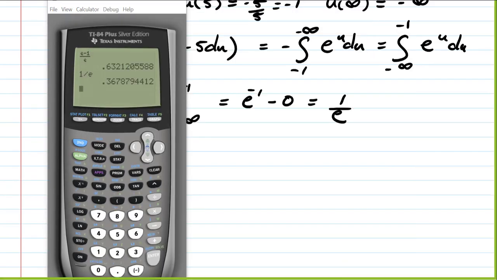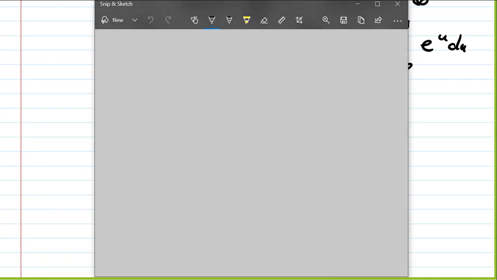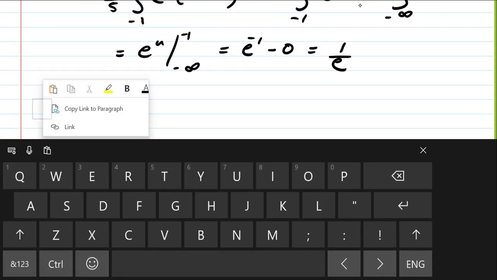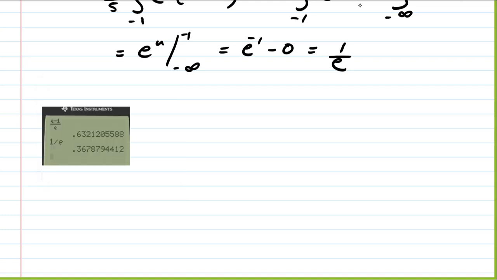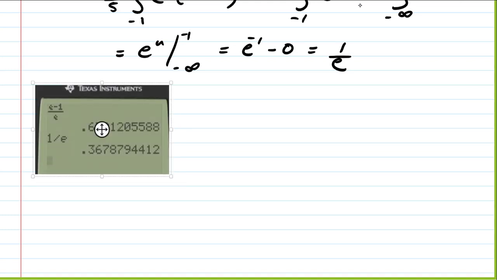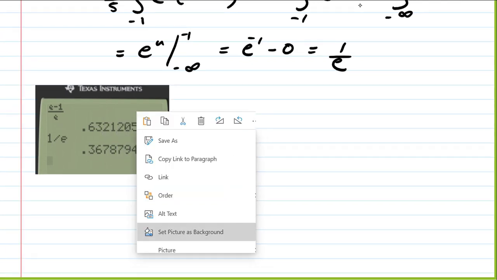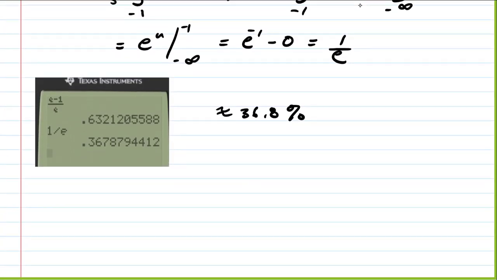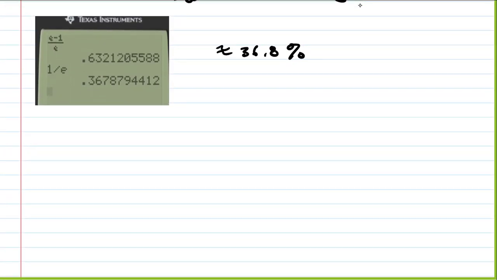So it looks like the probability that they wait longer than 5 minutes is going to be approximately equal to 36.8% rounding, right? So we didn't actually have to do that integral. Let's draw a picture and see about why.